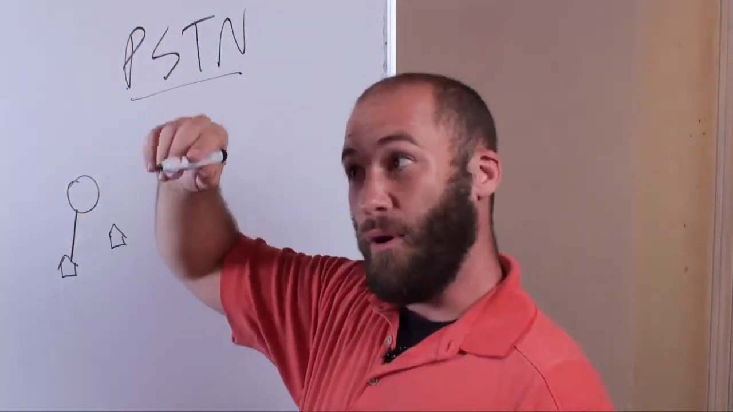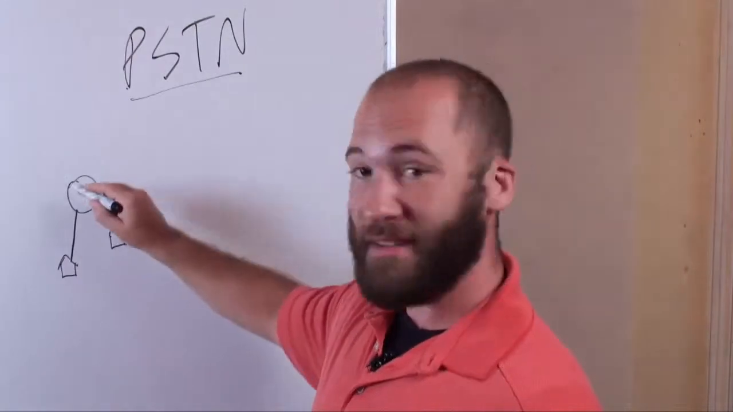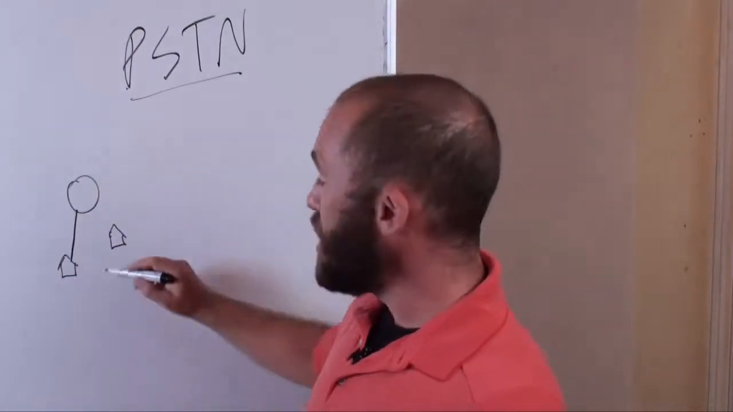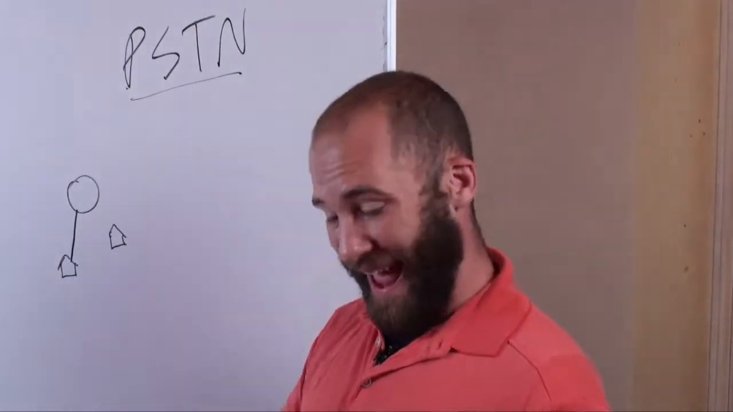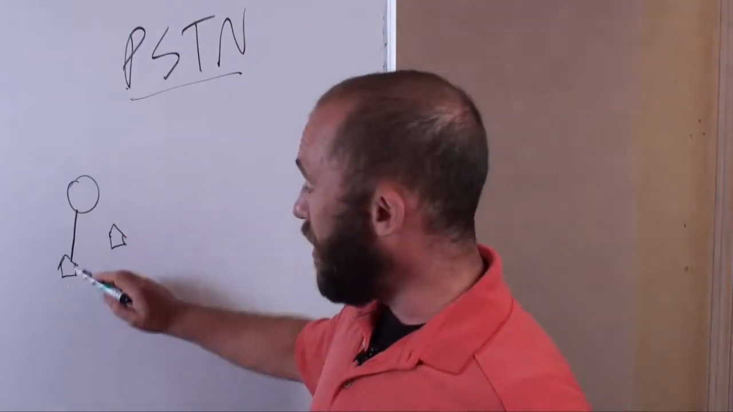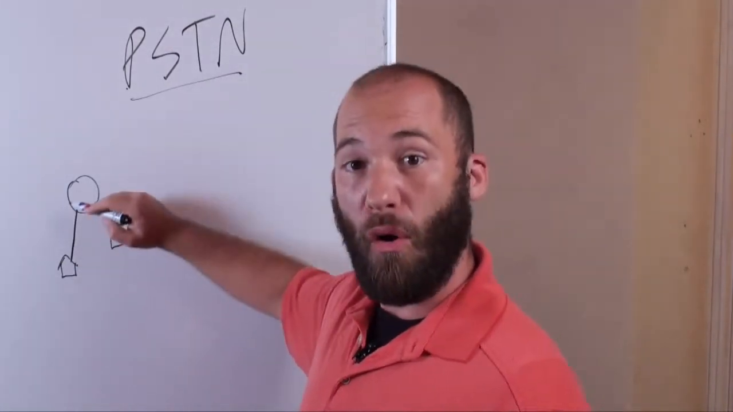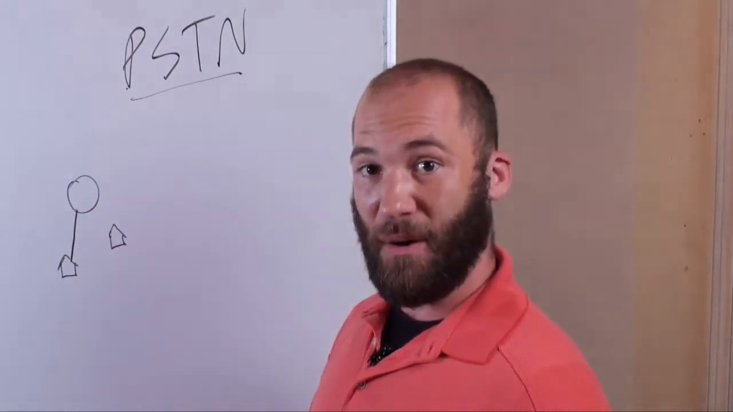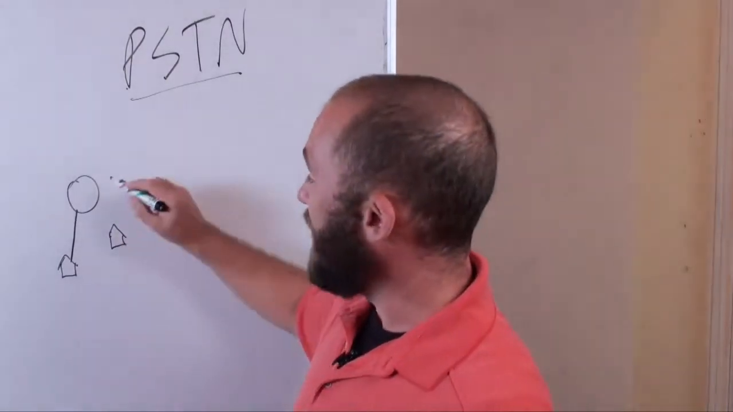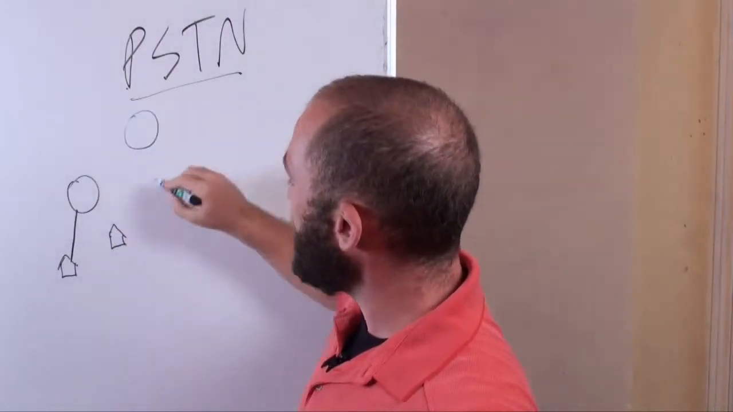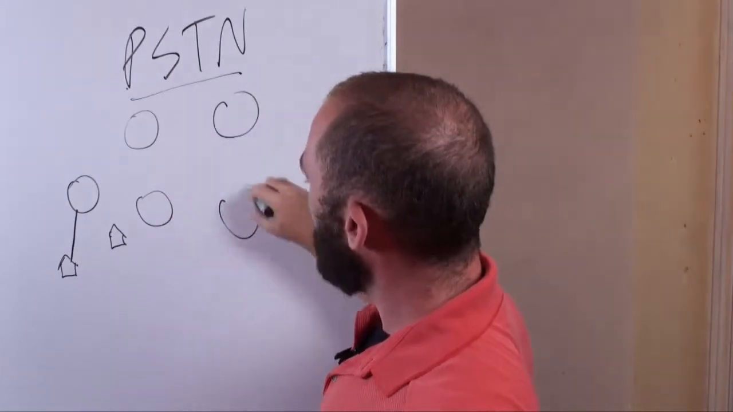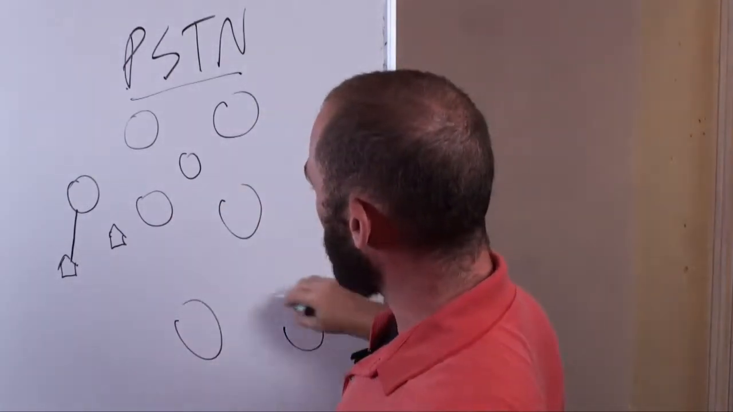And then on the telephone pole, that wire runs all the way back to the central office. So basically, you have a solid connection all the way from your house or your building back to the central office. So that's how that works. And then what happens is the PSTN is the network of these central offices.